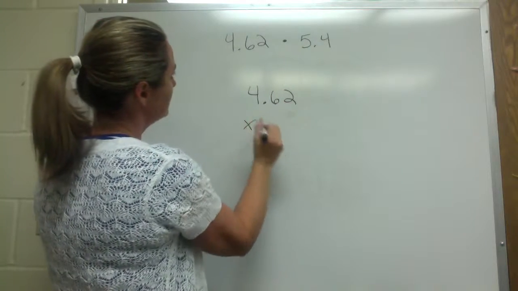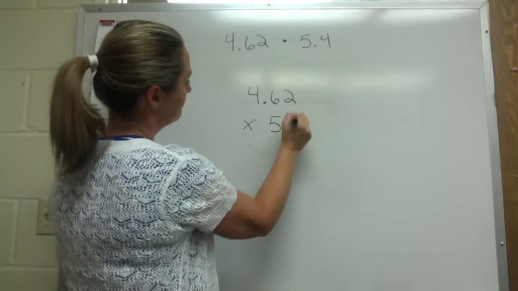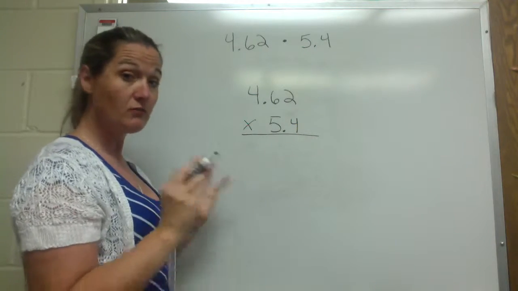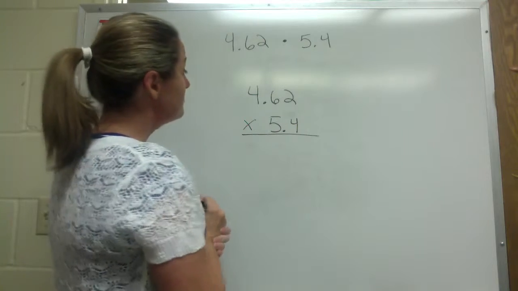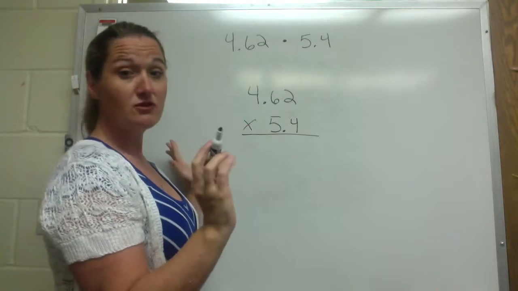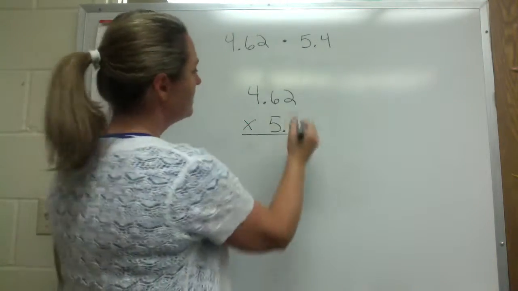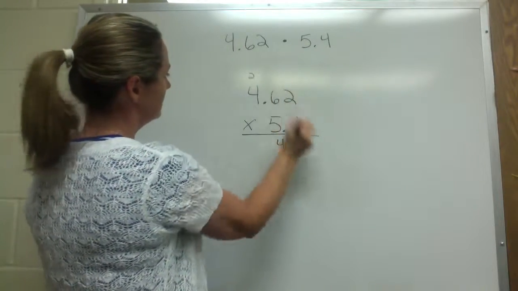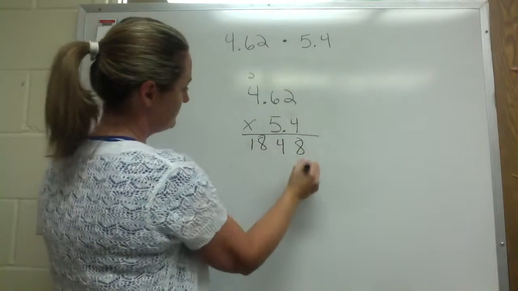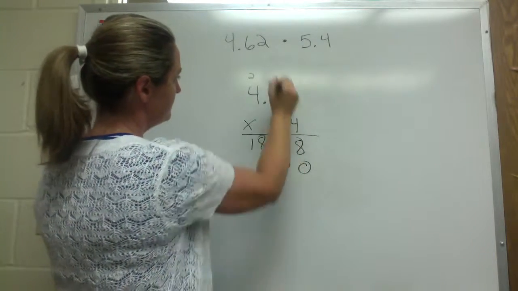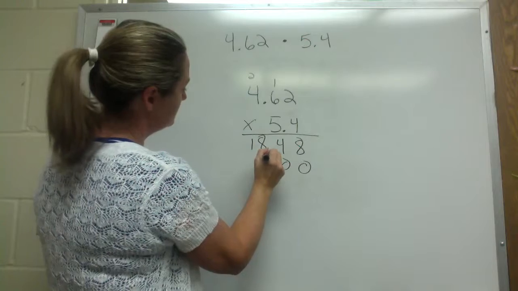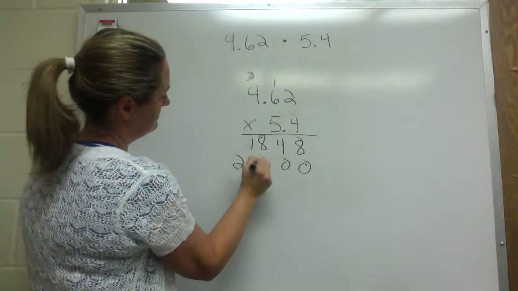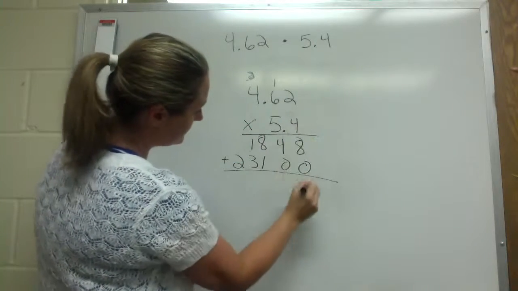4.62 times 5.4. Now you'll notice I did not line those decimals up. I don't need to. I'm multiplying. Okay, so again, I'm going to pretend those decimals aren't there. I'm just going to multiply like normal. 4 times 2, 8. 4 times 6, 24. All right, put my 0 down there. 5 times 2, 10. 5 times 6, 31. Put my 3 there.